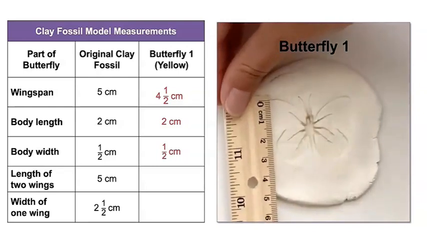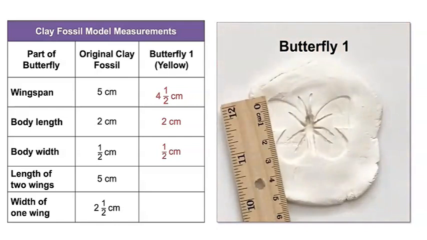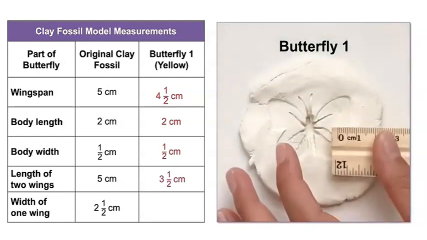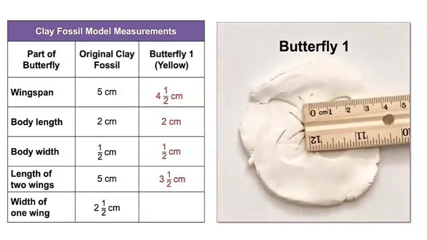Now the length of 2 wings, from the top of the top wing to the bottom of the bottom wing, is 3.5 centimeters. And last but not least, the width of one wing is 2.5 centimeters.